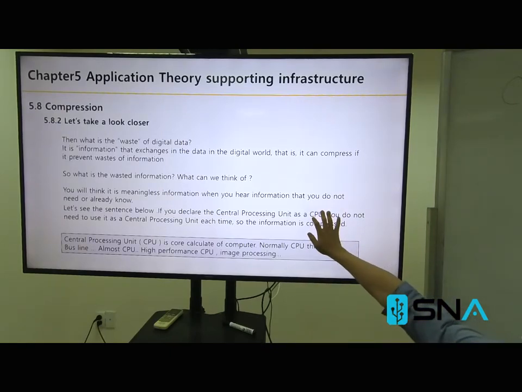Take a closer look. Then what is the waste of digital data? It is information that is exchanged in the digital world. That is, it can be compressed if it prevents waste of information. So, what is waste information? What can you think of?